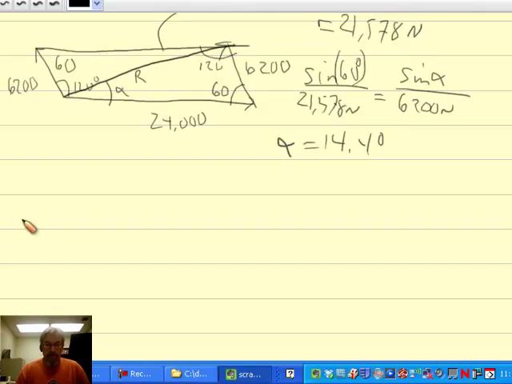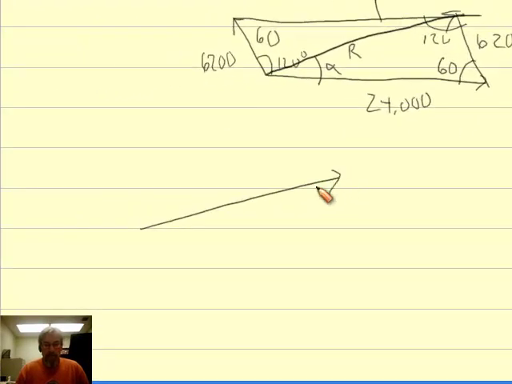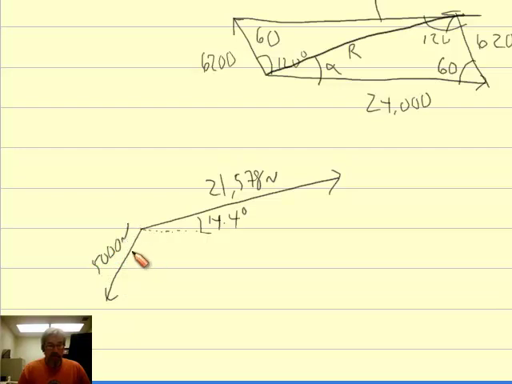Here's my resultant from the first two vectors. Its magnitude was 21,578 newtons, and it was at an angle of 14.4 degrees. Well, I have to add together with that a vector of 5,000 newtons that's 120 degrees from that axis. So I'll make a parallelogram again.